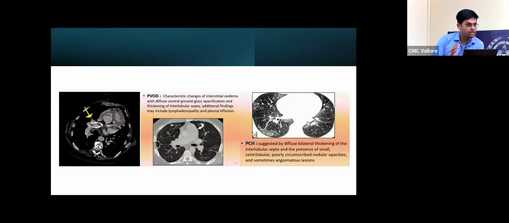So veno-occlusive disease on CT will have classical features suggestive of volume overload, like diffuse ground glass opacities and thickening of interlobular septa. Even an MS patient can have these features. But in the setting of absent left heart disease, when you suspect pulmonary veno-occlusive disease, CT will help you find these findings. Pulmonary capillary hemangiomatosis is suggested by diffuse bilateral thickening of interlobular septa. Again, this is very important. Centrilobular opacities are more commonly seen in hemangiomatosis cases. This is just to point out where CT will be useful in diagnosing the specific conditions for pulmonary arterial hypertension.